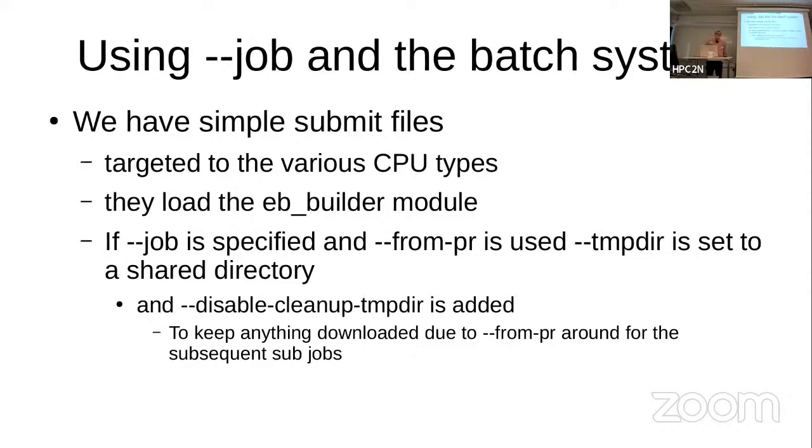Using --job and the batch system is not trivial all the time. For normal builds, it's not a problem, but when you do --from-pr, it downloads the easyconfig, and if you do not make sure it stays around, the subjobs will not have the easyconfig file to build from. So that's why we auto-detect --from-pr in the wrapper, and then it adds --tmpdir to a specific shared directory and also disables cleanup of the tmpdir.